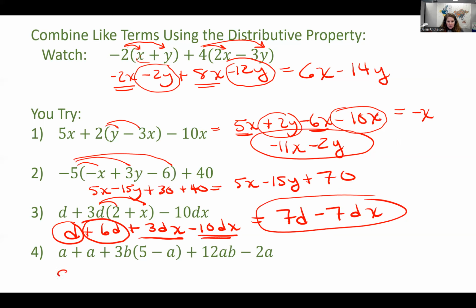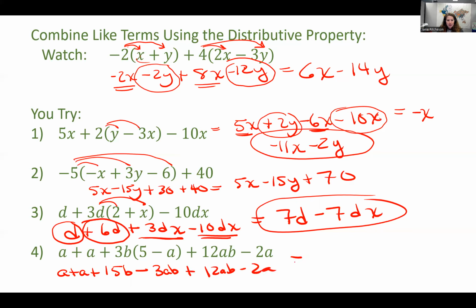And then the last one, we have a plus 3b times 5 is 15b. And then minus 3, a negative times a positive is a negative. So then it's negative 3ba or 3ab. Doesn't matter the order. Usually you put them in alphabetical order.